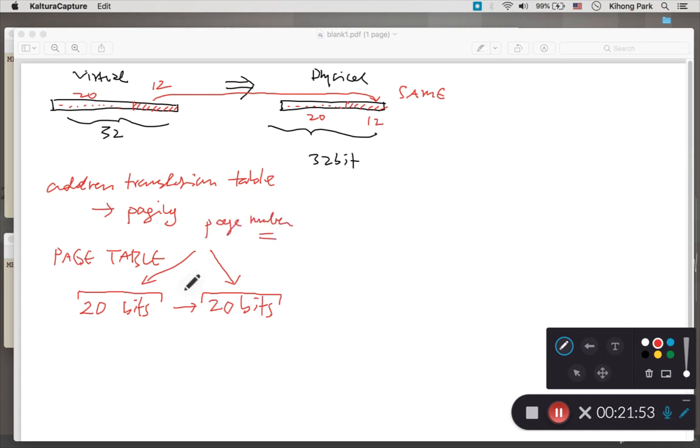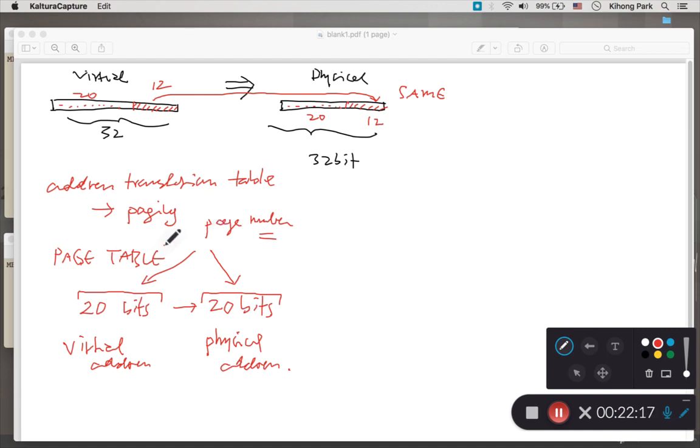So this is a number. These are, of course, bits. Numbers are bits, so therefore it's the same thing. But we are translating a page number in the virtual address space to a page number in the physical address space. So this is what we have to carry out.